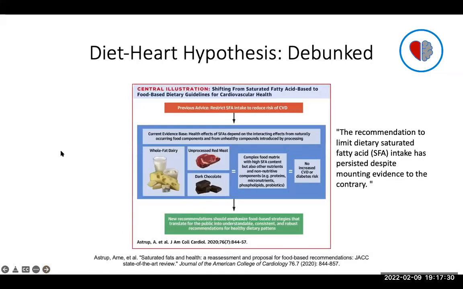So the diet heart hypothesis, unfortunately, has been debunked a long time ago, but the message has not reached a lot of doctors and it has not reached a lot of patients. Obviously, if doctors have not been giving the right message, how can we expect patients to know anything different? The sad thing is the recommendation to limit dietary saturated fatty acid intake has persisted despite mounting evidence to the contrary. If you haven't read the book The Big Fat Surprise by Nina Teicholz, or if you are following Dr. Zoe Harcombe or Dr. Asim Malhotra, who is a cardiologist in the UK, you will know that the diet heart hypothesis about saturated fat has been completely debunked a long time ago.